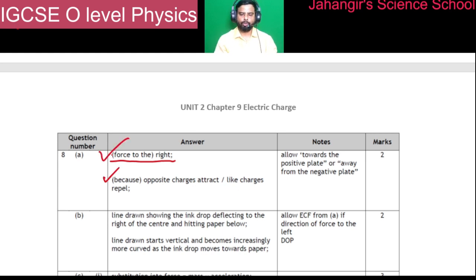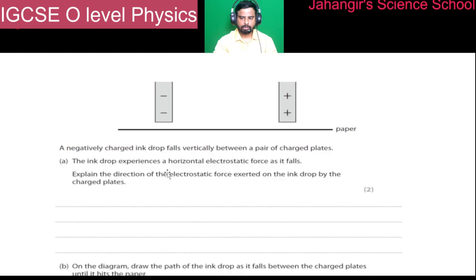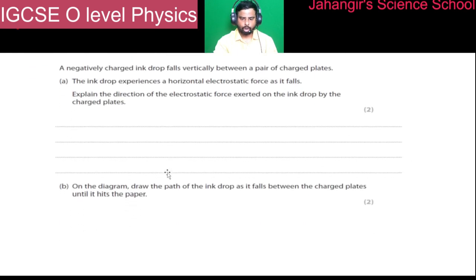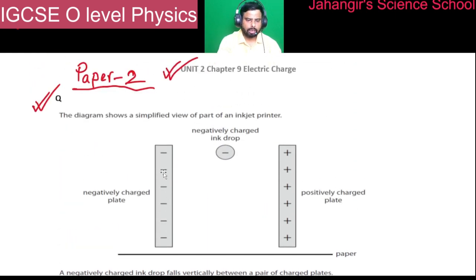So these 2 points must be written: force to the right because opposite charges attract or like charges repel. Now on the diagram, draw the path of the ink drop as it falls between the charged plates. It falls in this direction because the negatively charged ink drop is attracted by the positively charged plate.